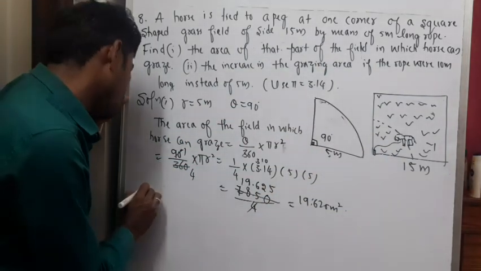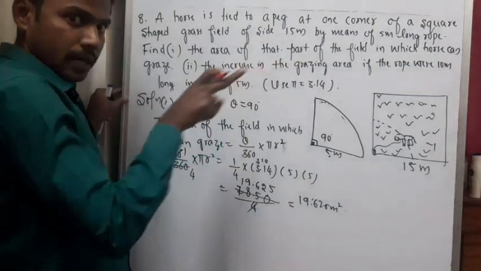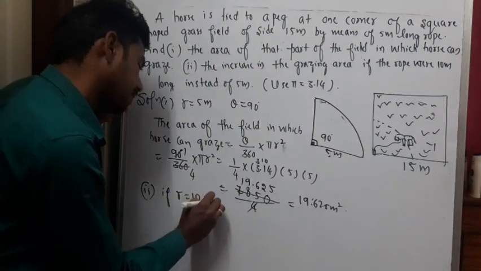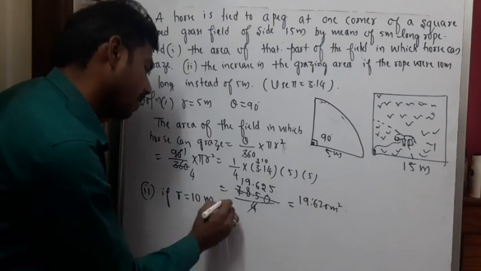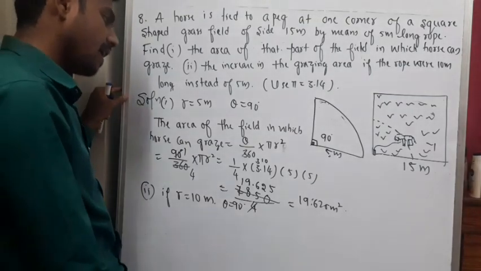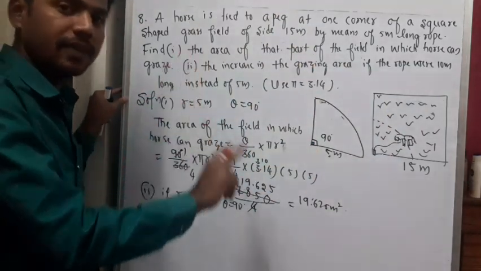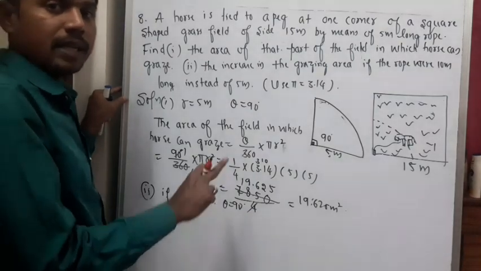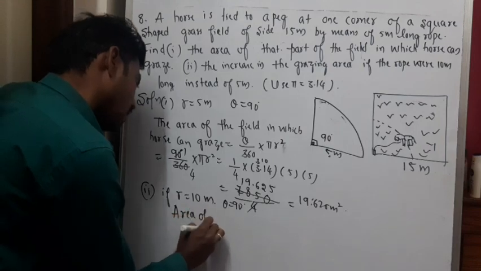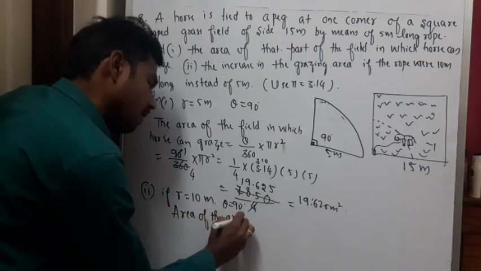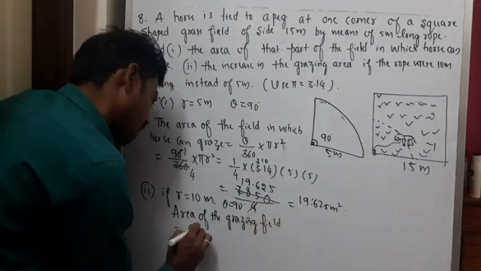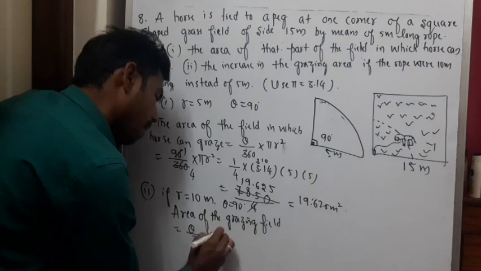Now, in the second case, if the rope length is increased to 10 meter, if r is equal to 10 meter, then theta will remain the same. Now we need to find the increase in area. To find it, first we'll find that area. If we take the difference, then we'll get the increase in area. So the area of the grazing field is equal to theta divided by 360 into pi r square.